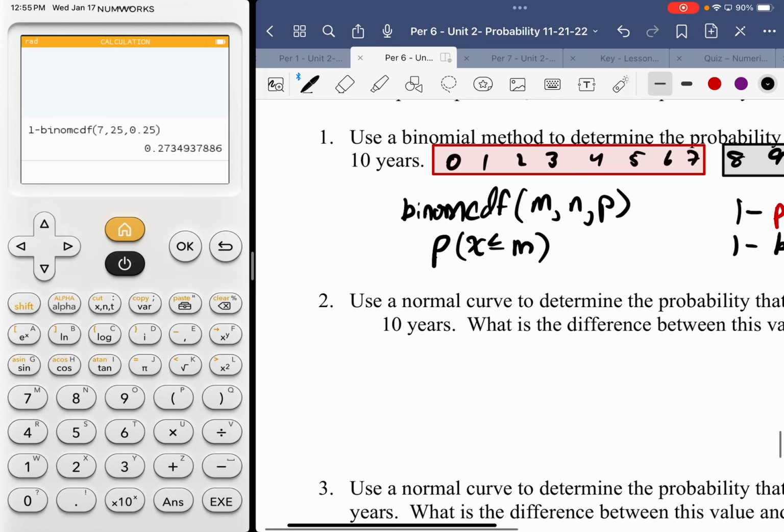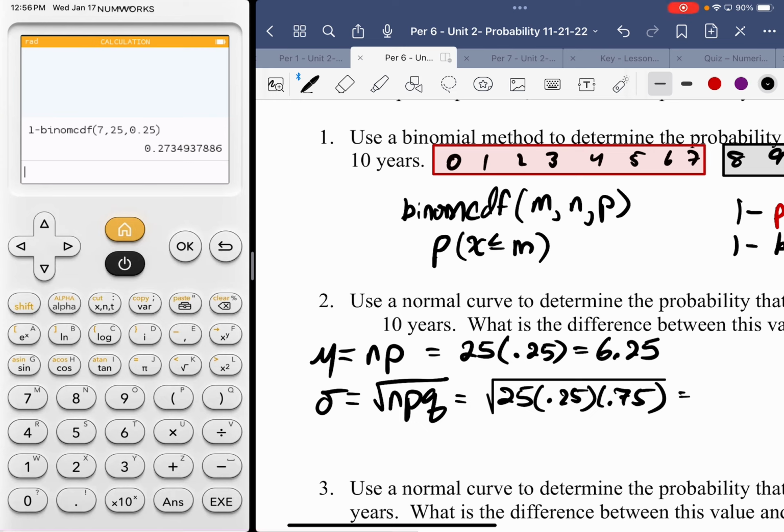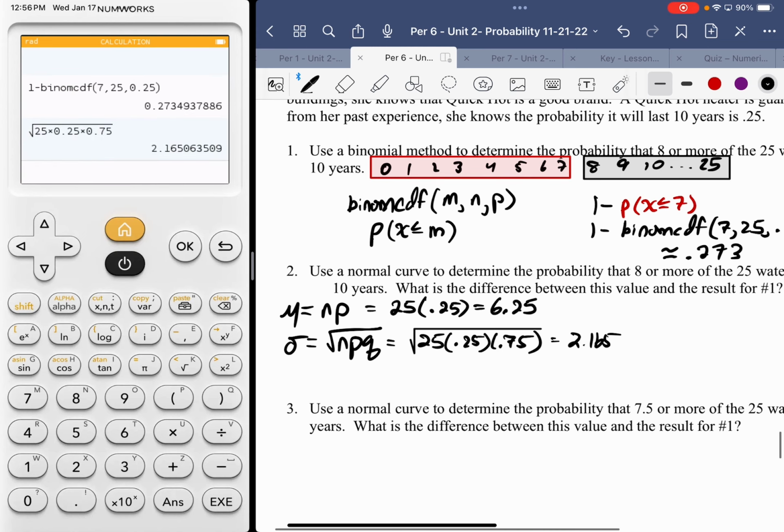Because we're saying that this is binomial, we could use mu equals np and sigma is equal to the square root of npq. The q being 1 minus p, right? p is the probability of success, q is the probability of failure. So 25 objects, probability of success 0.25, that'll give us 6.25. For sigma, 25 times 0.25 times 0.75, all under a radical. I believe that's 2.165, but we'll see. Just going by memory there.